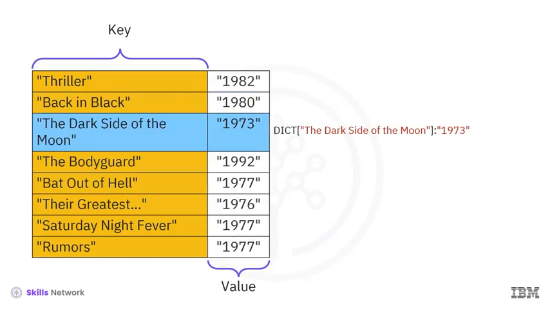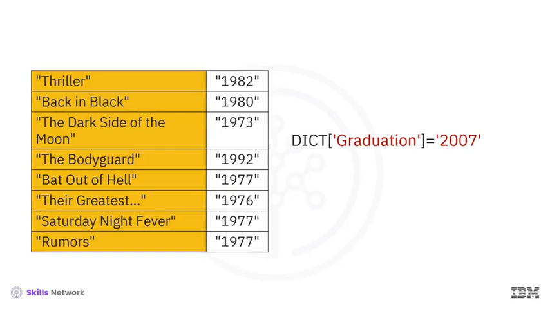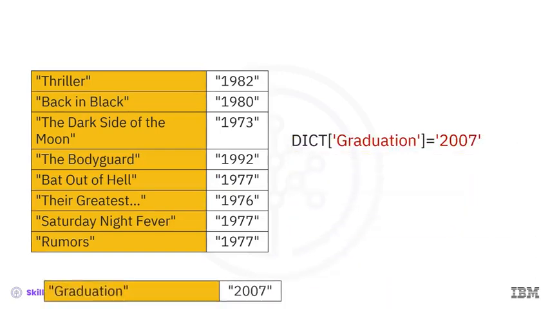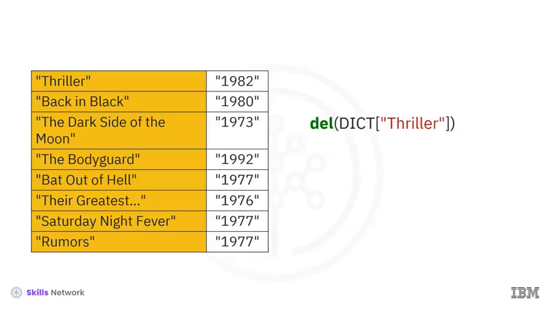The key The Dark Side of the Moon gives us the value of 1973. Using the key The Bodyguard gives us the value 1992, and so on. We can add a new entry to the dictionary as follows. This will add the value 2007 with a new key called Graduation. We can delete an entry as follows. This gets rid of the key Thriller and its value.